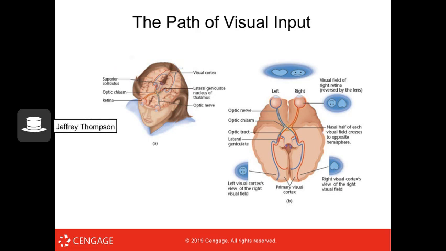And then you can also see here the optic chiasm where the cross happens, right? So I have the left side of my left eye, the right side of my right eye, and then the left side of my right eye, and the right side of my right eye.